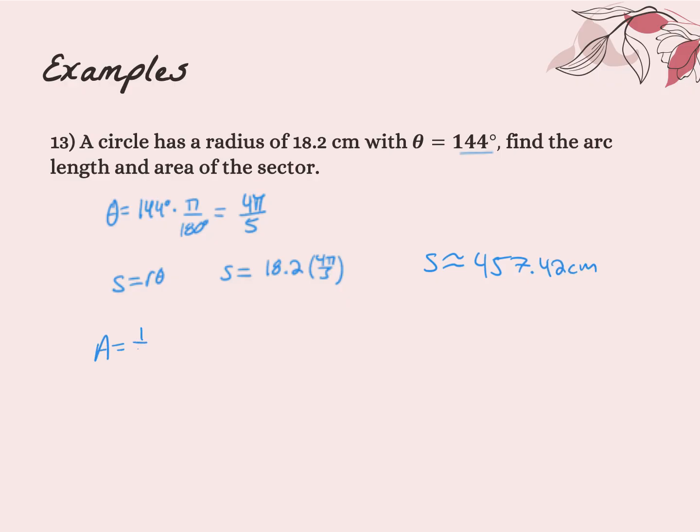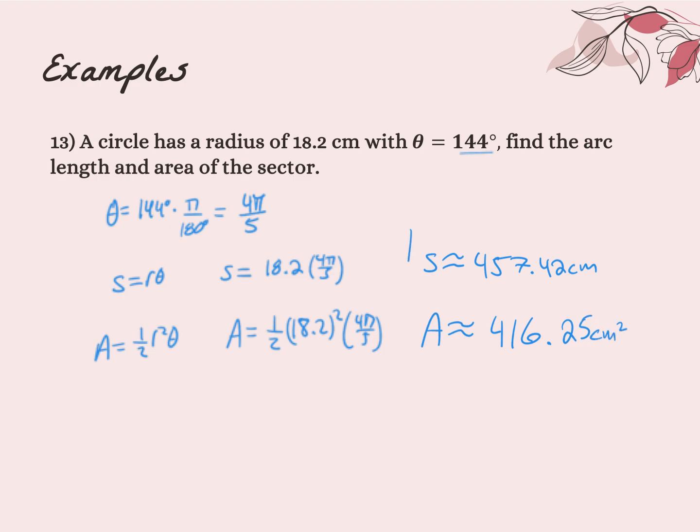And then I'll do the same thing with the sector area. So it should be 1/2 r squared theta. So then area is 1/2 times 18.2 squared times 4 pi over 5. And then the area should be, give me 1 second, should be 416.25 square centimeters.